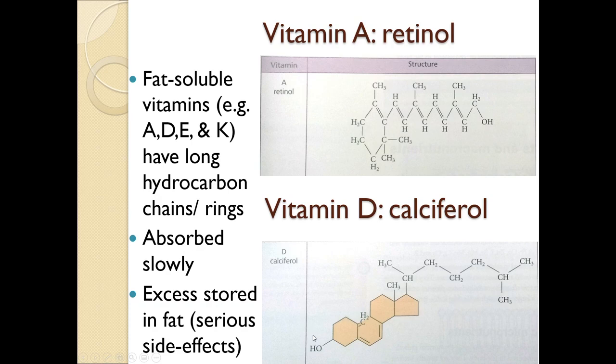I'm hoping that when you look at vitamin D here, this structure looks familiar to you. It hopefully reminds you of the structure of cholesterol. And in fact, vitamin D is synthesized in your body based off of a cholesterol starting molecule. And then in the presence of sunlight, your body can convert a cholesterol molecule into vitamin D. So vitamin D is one vitamin that our bodies can make on their own.